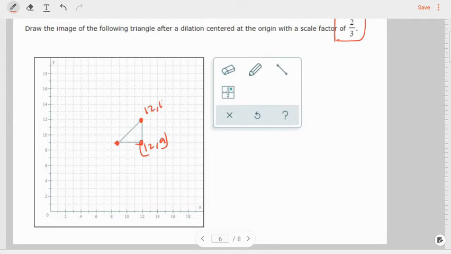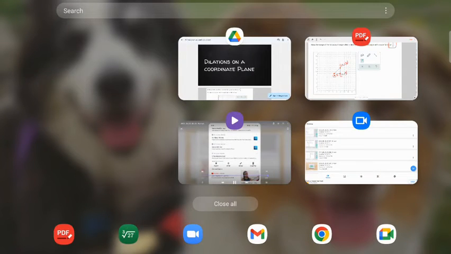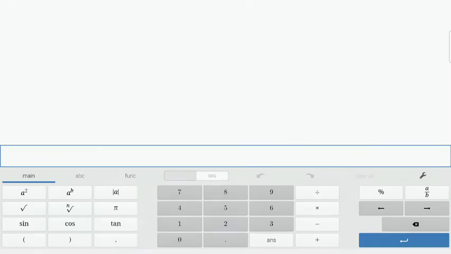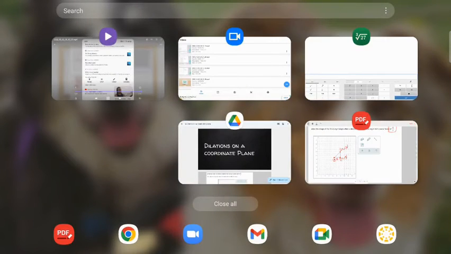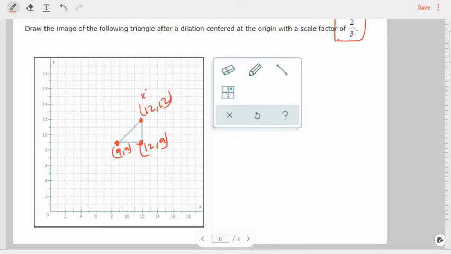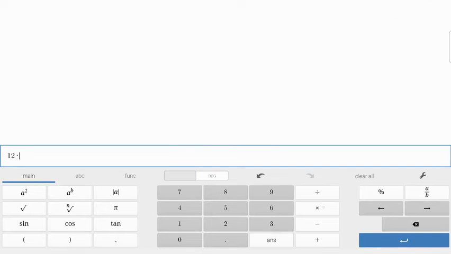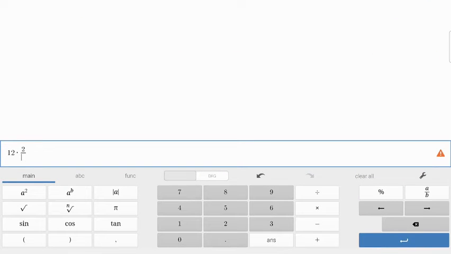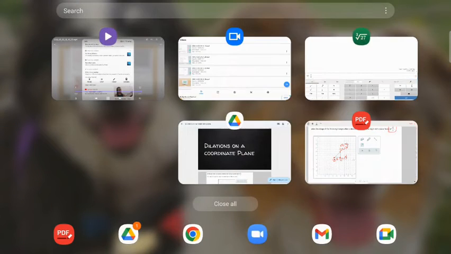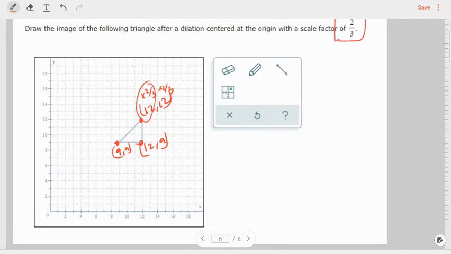So that's 12, 12, and this is 9, 9. What I'm going to do is take my calculator and take each of these points and times them by 2/3. So I'm going to start by timesing 12 and 12 both by 2/3. So 12 times 2/3 is 8, and 12 times 2/3 is also going to be 8. So that gives me a new point at 8, 8.